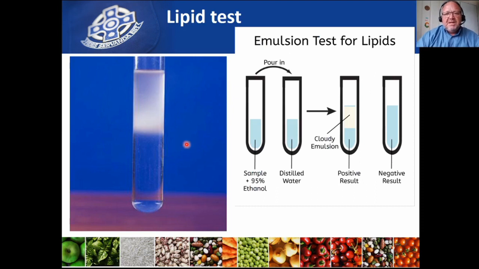And lastly, the emulsion test for lipids is where the ethanol goes in, you add it to your sample, and if you have a cloudy formation, it means that an emulsion has formed, which means there is a lipid present.